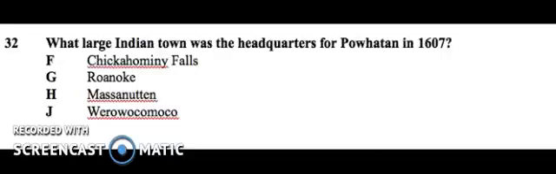Question 32. What large Indian town was the headquarters for Powhatan in 1607? F. Chickahominy Falls, G. Roanoke, H. Massanutten, or J. Werowocomoco.